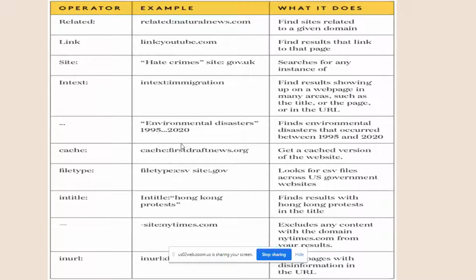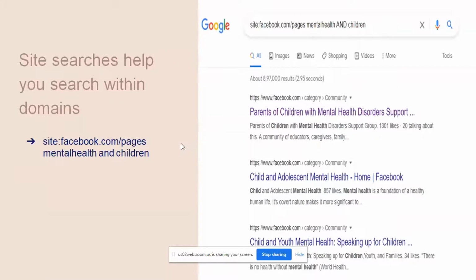And then of course site, for example, you want to find out what WHO has written about vaccine hesitancy on their site. So you just write site colon WHO, right? And then you can search for that particular thing. So these are a number of operators. I'll be sharing this particular slide with you. You just have to see how it actually works.